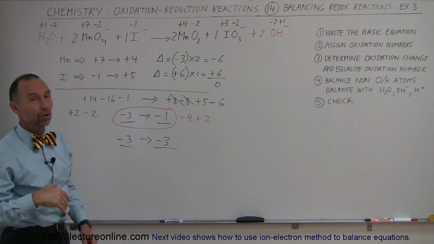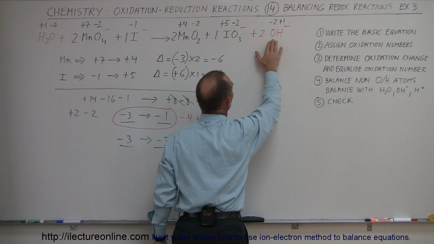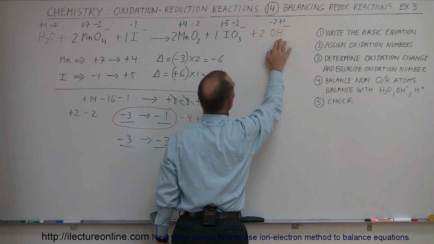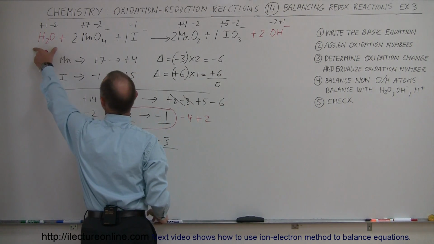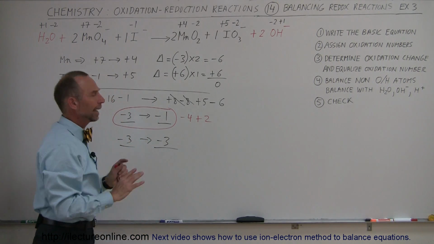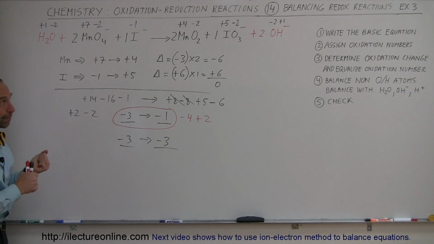But now we ended up with 2 oxygens on the right side instead of 1 extra oxygen, and 2 hydrogens. So we had 1 additional oxygen and 2 additional hydrogens on the right side, which could be balanced on the left side by adding a water molecule. And now the whole equation is balanced. And that's how you do that.